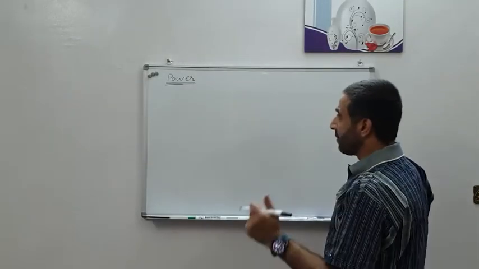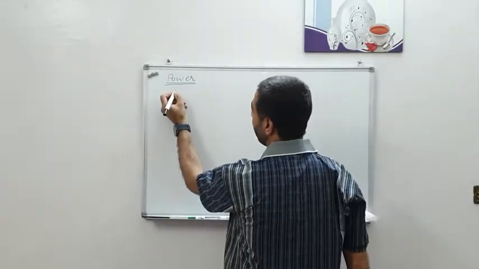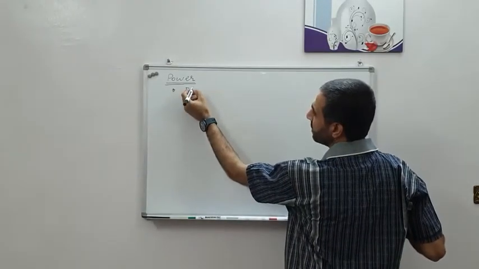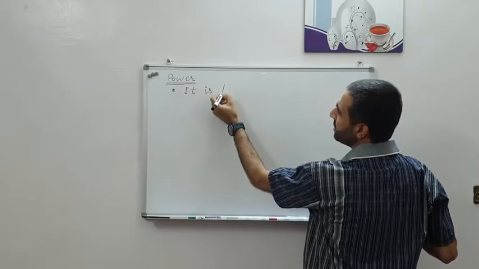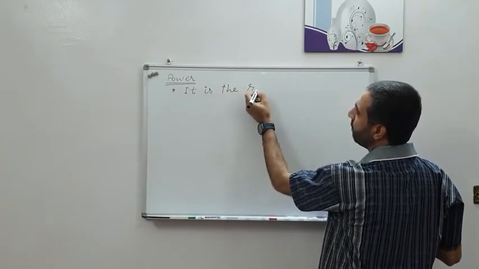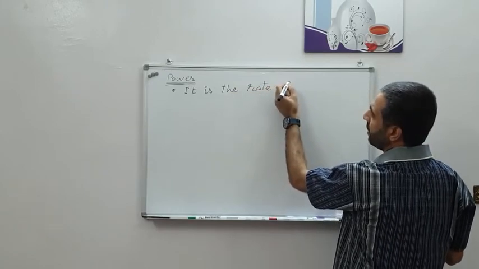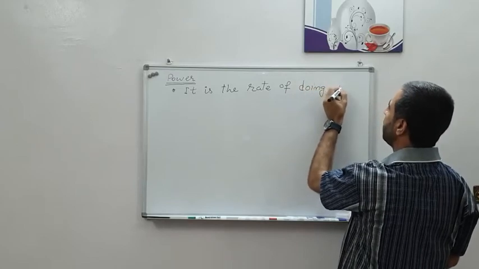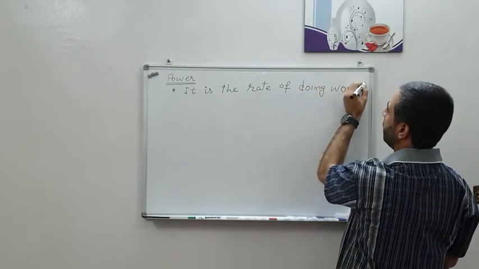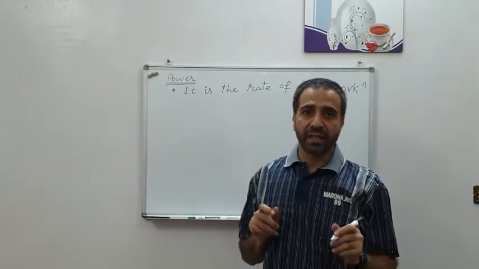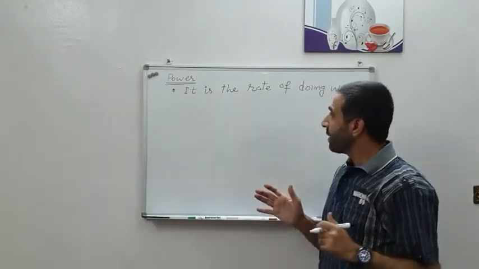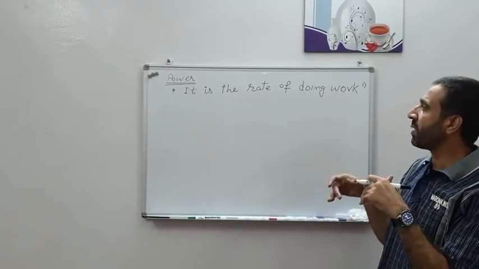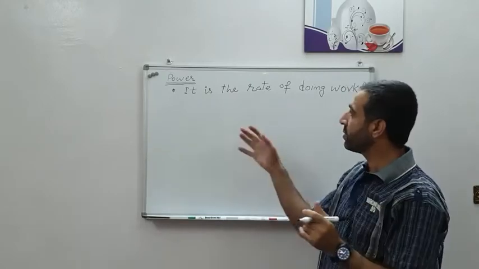But physically, in physics, we define power as what? It is the rate of doing work. Power is the rate of doing work. Clear? So this is a sort of physical definition. It does not give you any true concept.